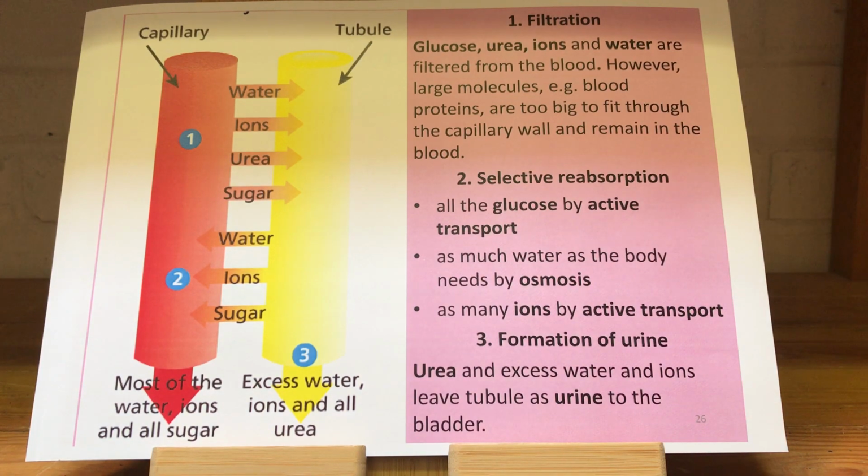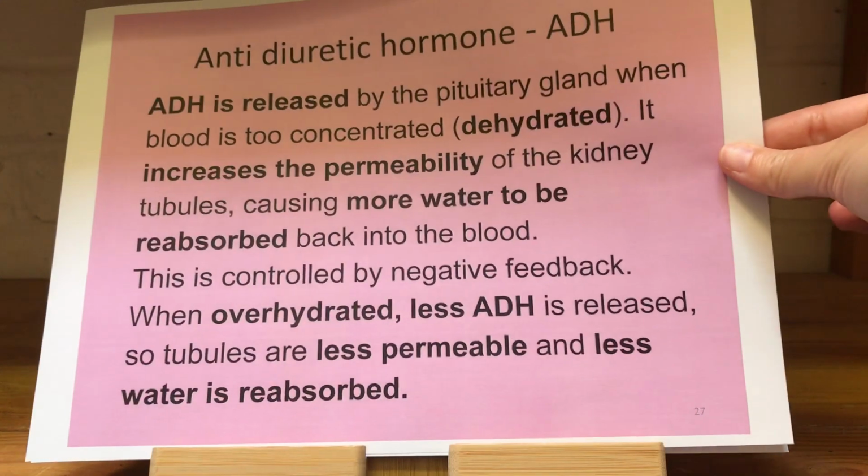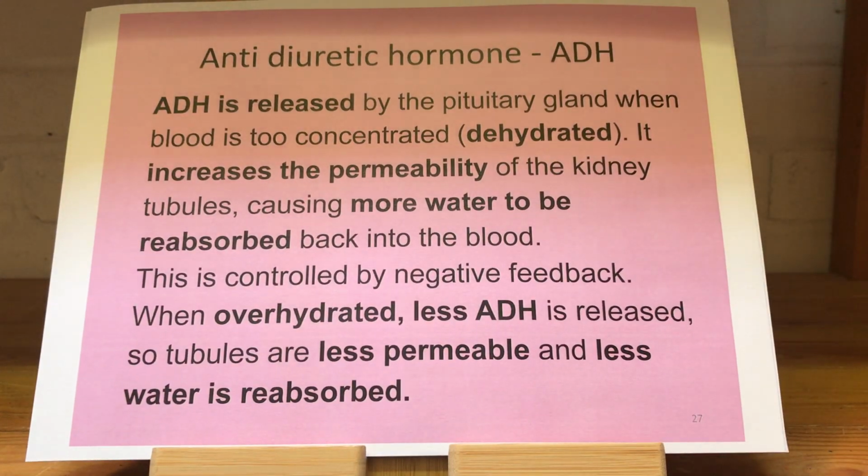Let's have a look at the control of water. This is controlled by ADH. Now, ADH is letters, so we know it comes from the pituitary gland, anti-diuretic hormone. But if we just remember ADH, that's absolutely fine. So we've got our situation where we are quite dehydrated.